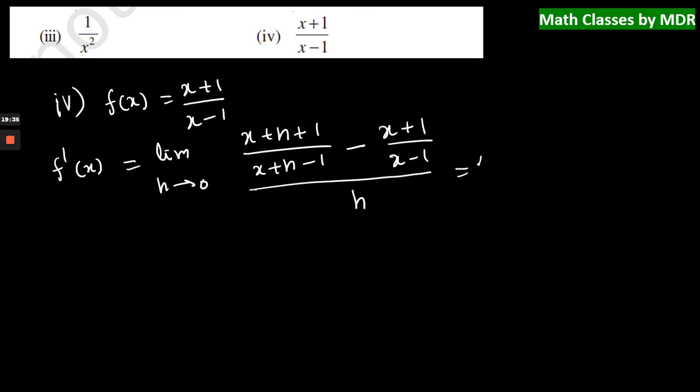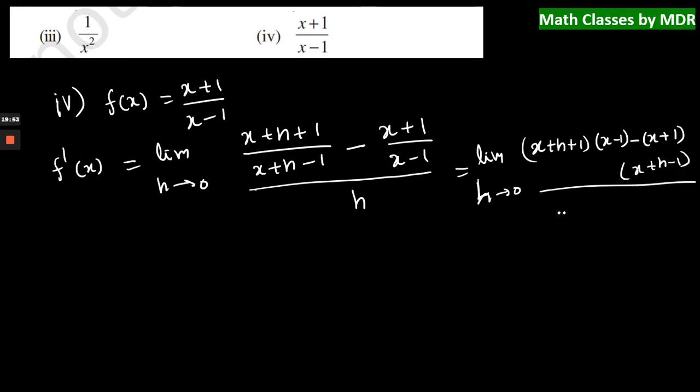Right? Now let us take the LCM here to simplify the numerator value, with h tends to 0. So we will have (x plus h plus 1) into (x minus 1) minus (x plus 1) into (x plus h minus 1), the whole divided by h into (x plus h minus 1) into (x minus 1). Right? Now let us multiply these two functions and these two functions. So on multiplying, what do we get?